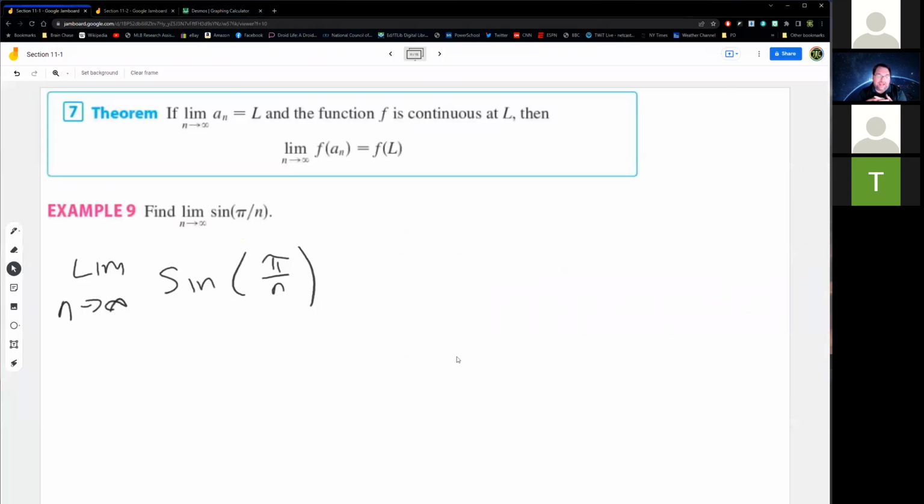If I'm looking at the limit of a sine, like a trig function, sometimes that might be a little more complicated to do. So theorem 7 states that if we look at the limit of the inside piece, as long as that function's continuous, I can do that and do the function on the outside of it. So basically what this allows me to do is change this to the sine of the limit as n goes to infinity of pi over n. So I can do the sine of the limit instead of the limit of the sine.